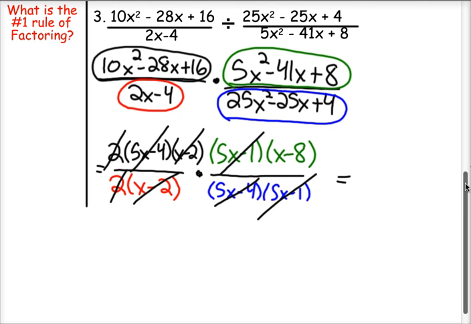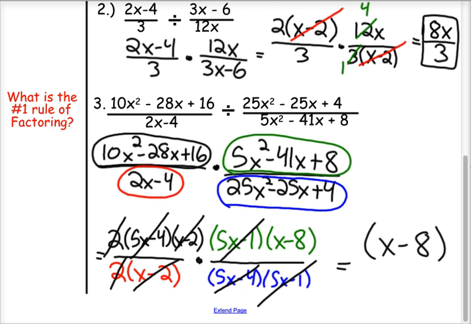So here, when we write out what we have left, the only thing I have left on top is that x minus 8. The only thing I have left on the bottom, well, actually nothing. So you could write that as over 1. Again, do we need to divide by 1? No. So after all of that work, after all of that canceling, we have x minus 8 left.